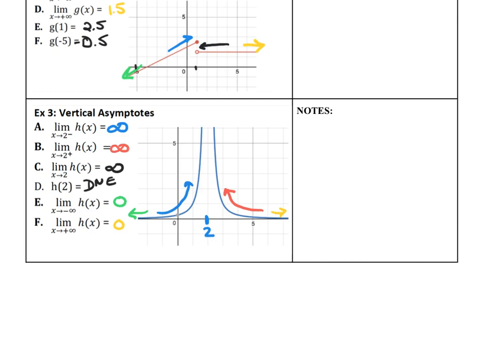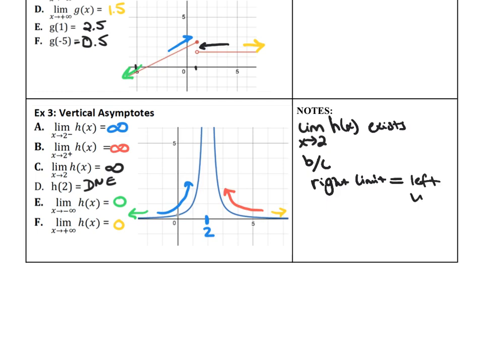All right, so we want to remind ourselves that the limit as x approaches 2 of h of x, not g of x, so let me erase that for you, exists because the right limit equals the left limit. And they equal the same value.